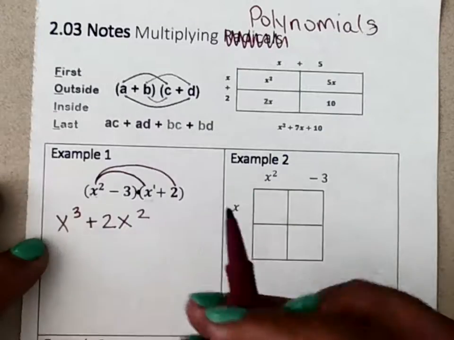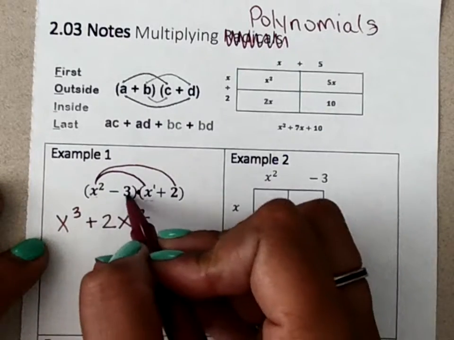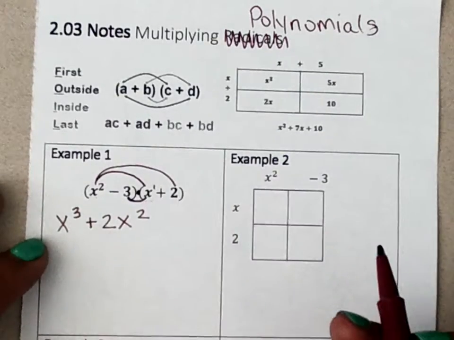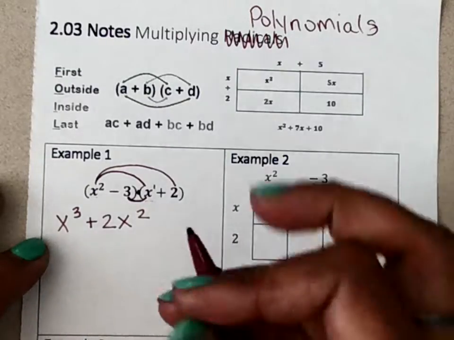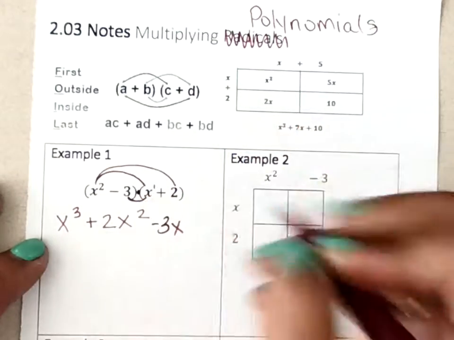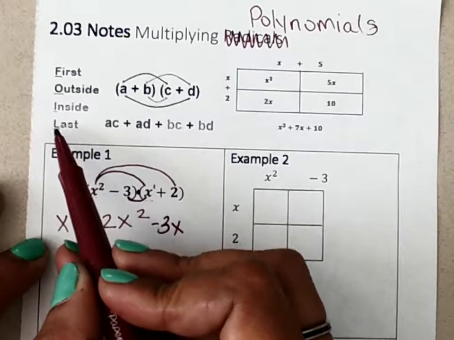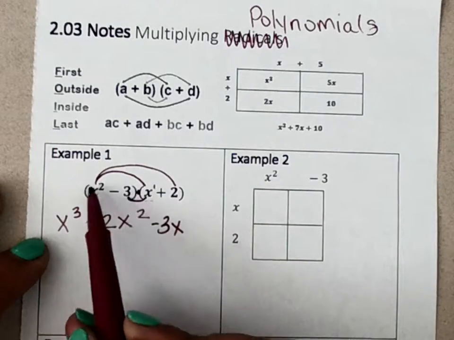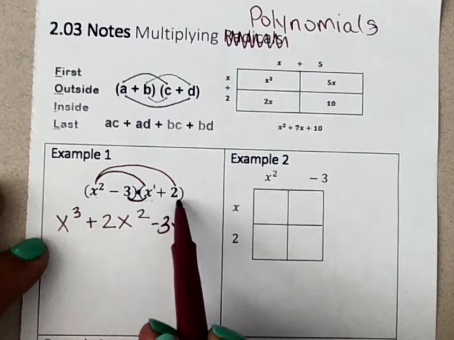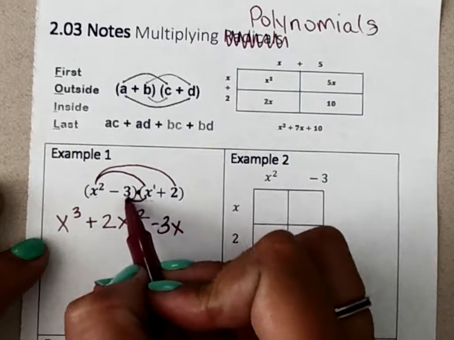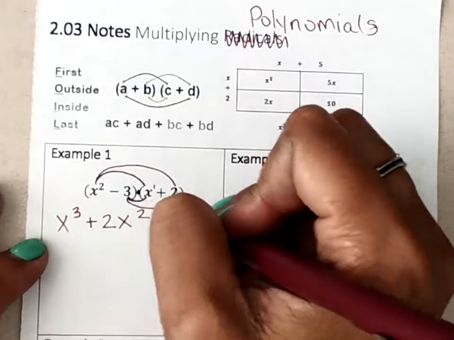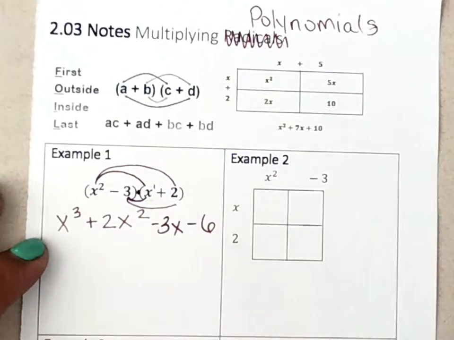Third, we're going to multiply things on the inside, so that refers to the two things closest to the center. Negative 3 times x is negative 3x. And then we're going to multiply the last terms. The last term in this polynomial is negative 3. The last term over here is positive 2. Negative 3 times positive 2 is negative 6.